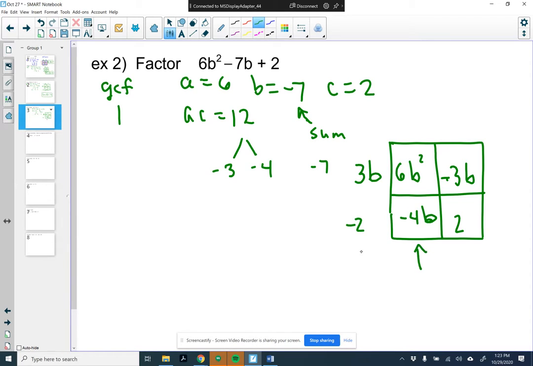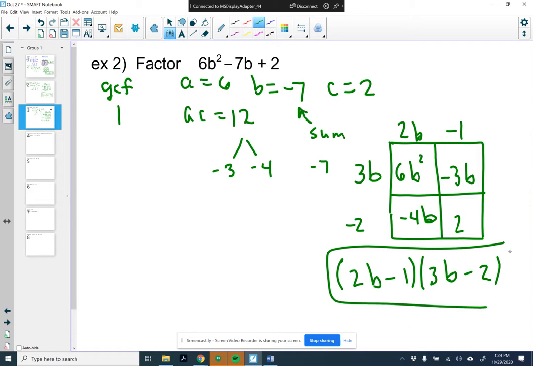First column right here, 6b squared and -4b. Greatest common factor there is 2b. And then for the last column, greatest common factor there is 1, but I need to take a negative because that first term has a negative. All right. Moving on to the answer, 2b minus 1 times 3b minus 2.